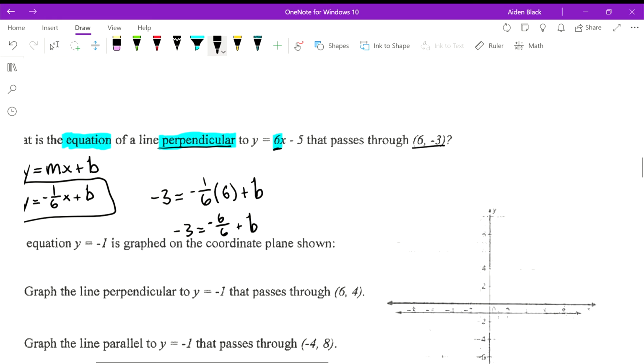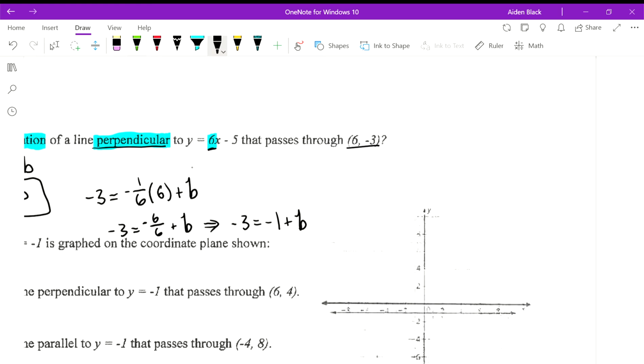We know that negative 6 over 6 is equal to negative 1, right? So we have negative 3 is equal to negative 1 plus b. All we have to do to get b by itself, because we want b, is add 1 to both sides. When we do that, we get negative 3 plus 1 is negative 2.